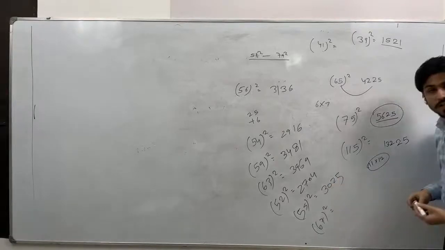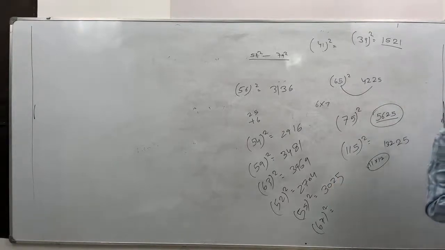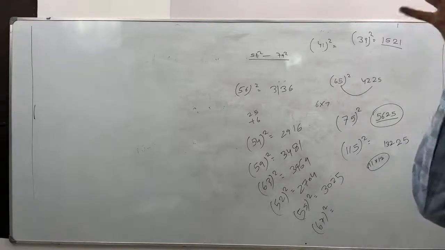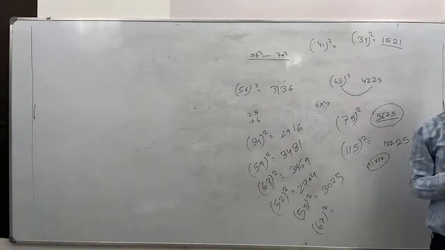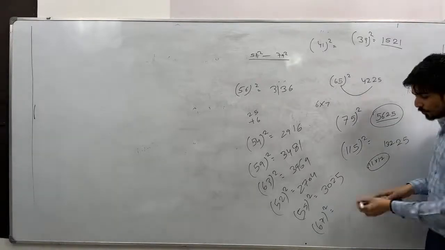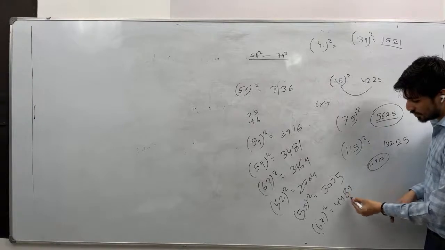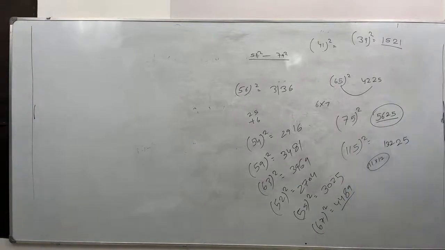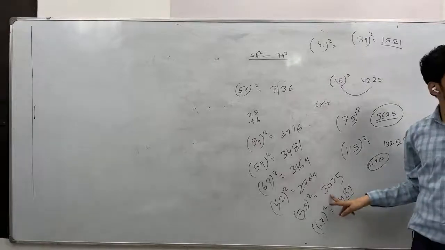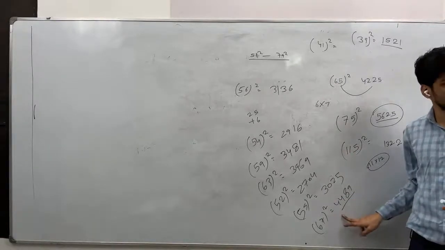67, little tricky, right? Because that's what I told you. Once you remember the squares from 1 to 30, the rest of them are very easy. So here 67: the difference is 17, and 17 square is 289. So 89 will come, 2 is carry. Then 25 plus 17 is 42, plus 2 is 44. So 4489. Clear?